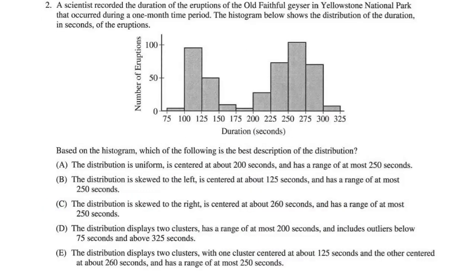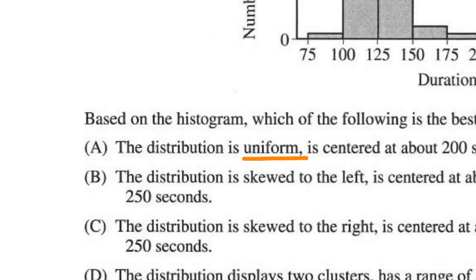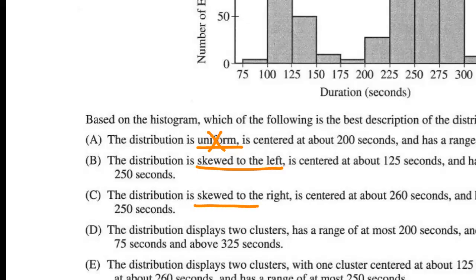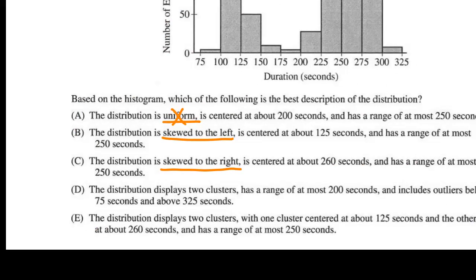Question 2, this is another one that most people got correct. In fact, more of us got this one correct than number 1. Based on the histogram, which of the following is the best description of the distribution? Option A says it's uniform. That means that all the bars should be reaching about the same height. This is not uniform. Then we have skewed left and skewed right. It's not really skewed. What I'm noticing is that there's 2 clusters of data. So it's not A, B, or C.